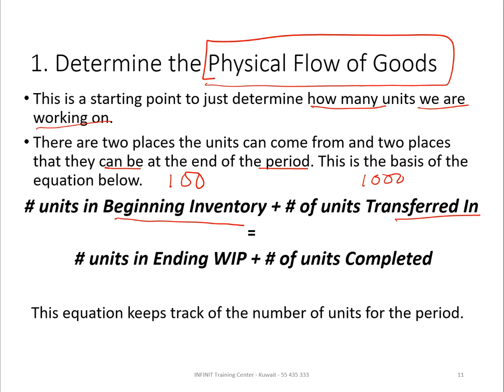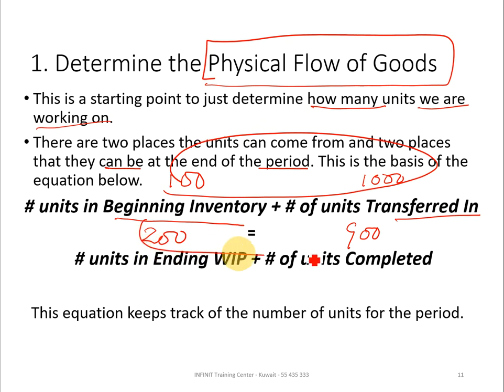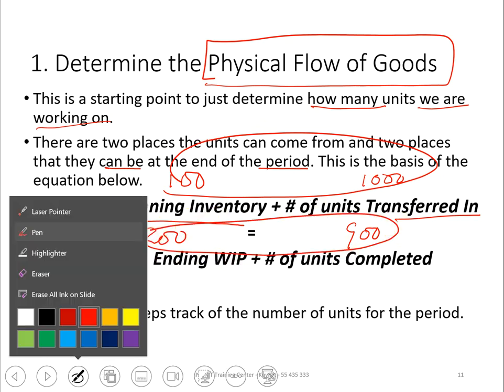So of this 1100 units, maybe we can say we completed 900 units and transferred out to the next department. That means 200 units are there in the ending work in progress, because 1100 we worked on, 900 gone out to the next department, means 200 is not gone, so that should be there in the ending work in progress. So this 1100 and this 1100 have to match.